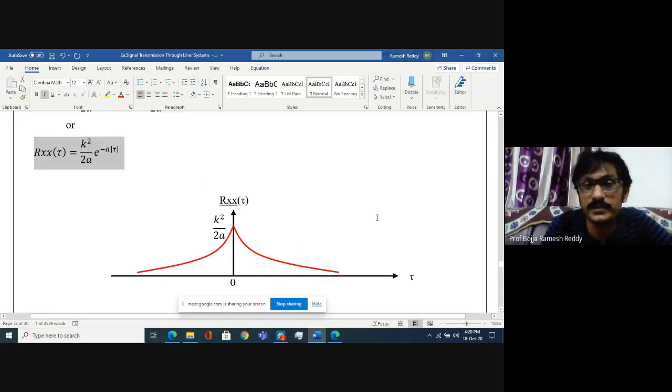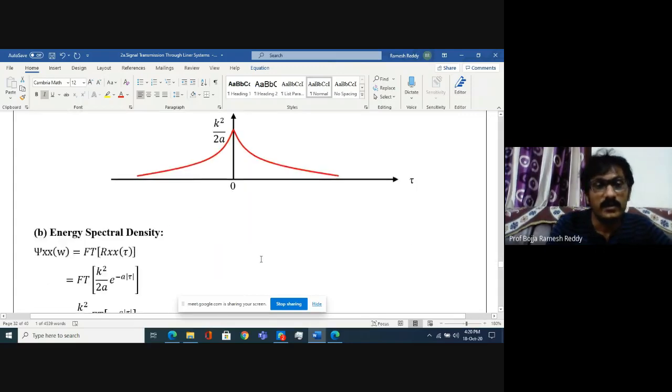See the graphical representation, how it looks. It is even, symmetrical about the y-axis, with maximum amplitude k square by 2a. The maximum amplitude of the autocorrelation function occurs at the origin. Sometimes in examinations they ask what the total energy is, or what the maximum value is. Here the total energy is the value at tau equal to 0. If tau is 0, e power 0 is 1, giving k square by 2a, the maximum amplitude. The maximum amplitude is called the total energy of the signal x of t.